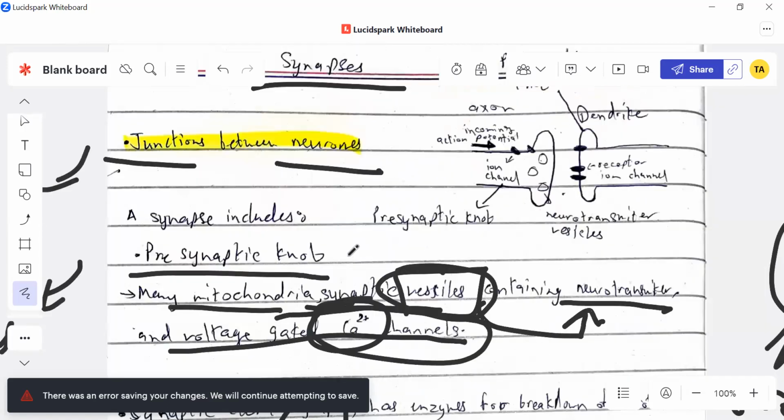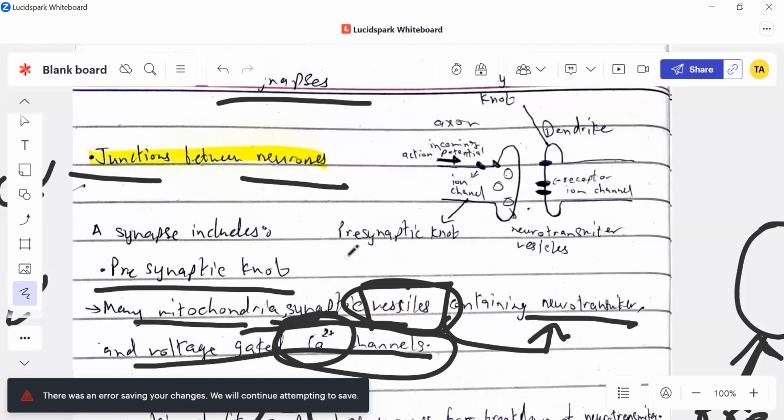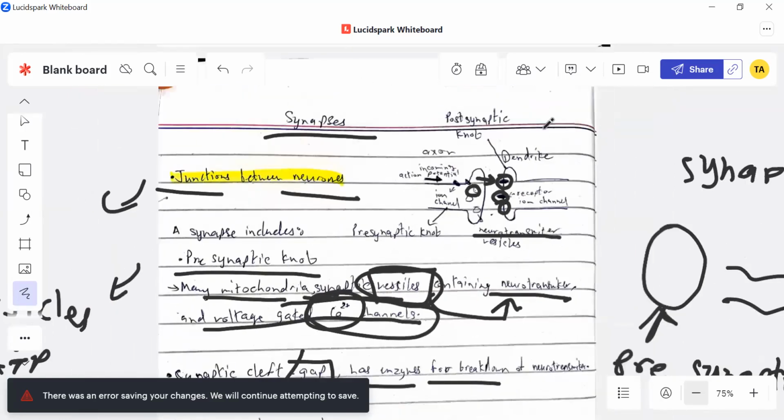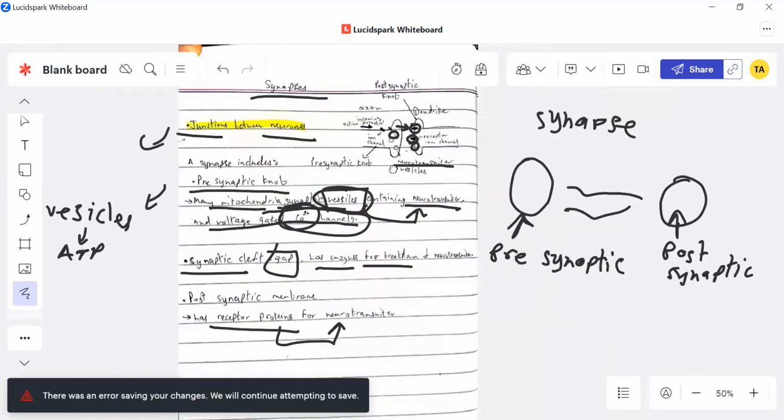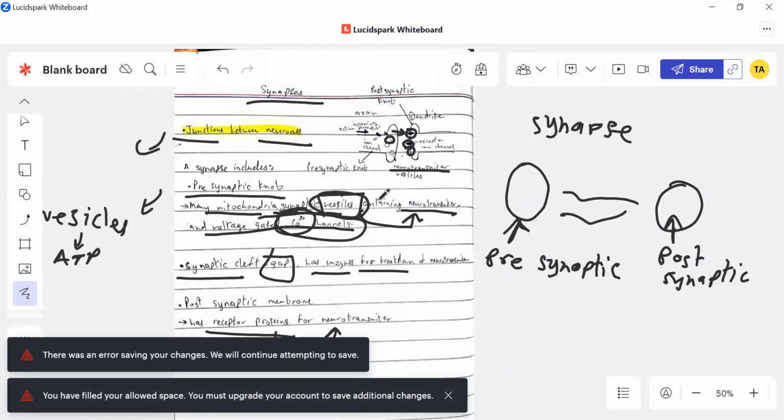So these neurotransmitter vesicles move from the presynaptic membrane into the gap, and in the gap, the vesicles are broken down by enzymes that are present inside the gap. What is remaining is these neurotransmitters. Now, these neurotransmitters will then bind to the receptor protein present on the postsynaptic membrane. And this is how an action potential spreads from one neuron to another.